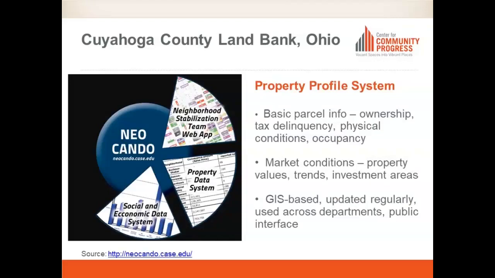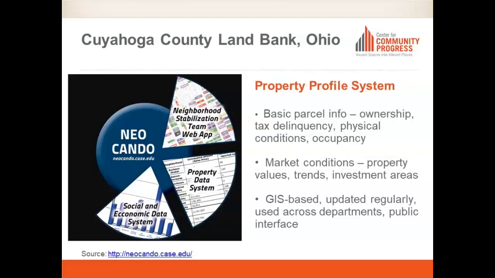One of the leaders in the field is Cuyahoga County Land Bank in Ohio. This is a partnership with a local university and many other partners, the county and such, where they've developed an incredibly expansive data system called NEO CANDO, and they use it with a property profile system. I would not be surprised if it integrates 50 to 100 different data sets that help paint a picture of where problem parcels are, and trends in the neighborhood.